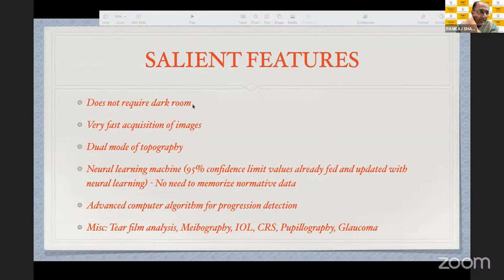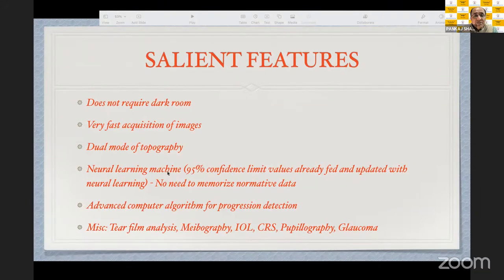Even with the Pentacam we have in our department, a very large black cloth was given. But it is in the basement, so we were able to cut all stray light, and a very dark room was arranged for that. Very fast acquisition of images. It just takes 2 seconds. It is dual mode, which means both Placido and Scheimpflug.